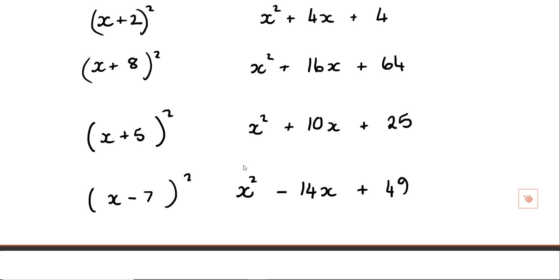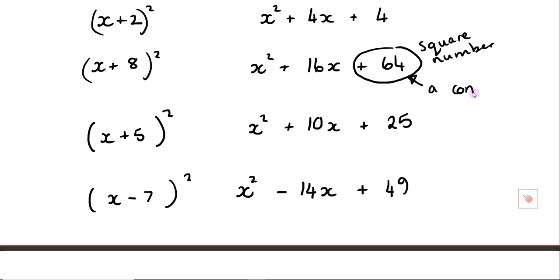Good. Okay. So, perfect squares. How did we say we recognised a perfect square? So we have a square number. Okay, what was it called again? A constant. A constant term. So the constant term is the term that is a constant.